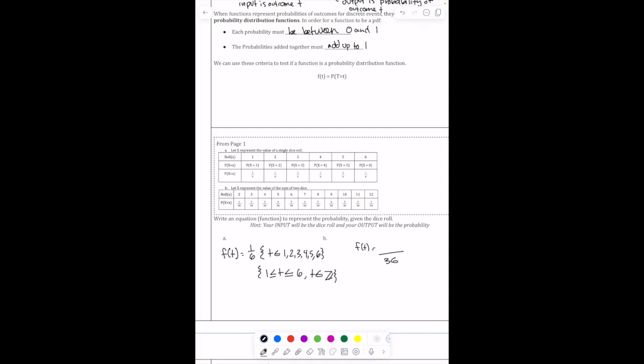But to get our probabilities, we need to connect, okay, how does 2 connect to 1? How does 3 connect to 2? 4 connect to 3, 5 connect to 4. How does our input, our roll, connect to our probability? And from the first two numbers, there seems to be a pretty good pattern. We just need to take the roll, subtract 1, and then divide by 36. 2 minus 1 is 1. 3 minus 1 is 2. 4 minus 1 is 3. So if we say our f of t will be our little t, our outcome, minus 1 divided by 36, that is pretty good.